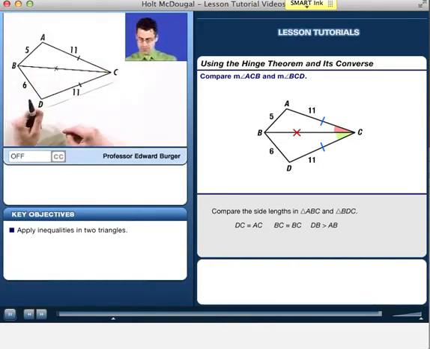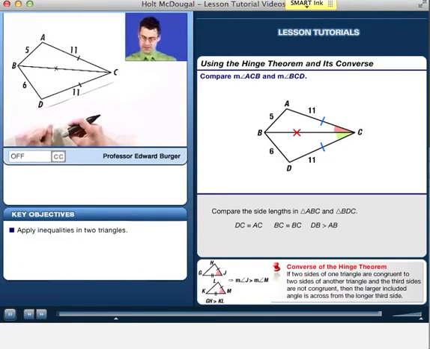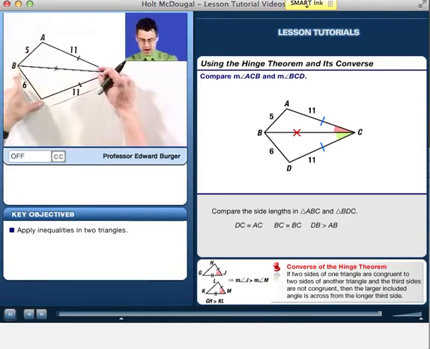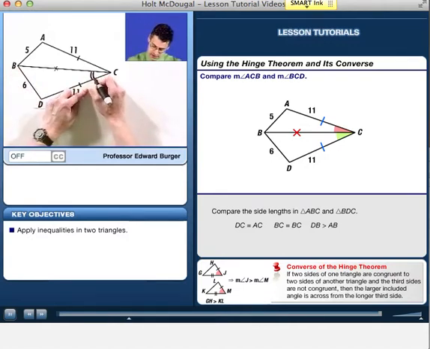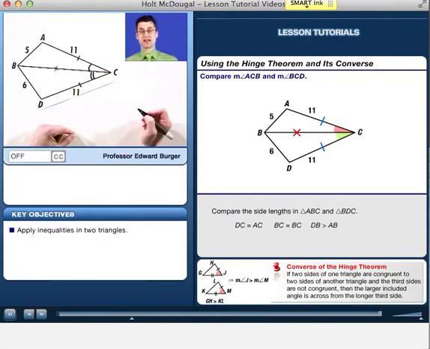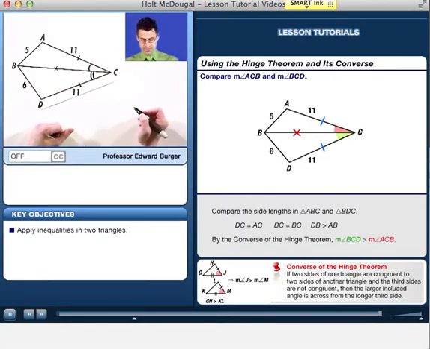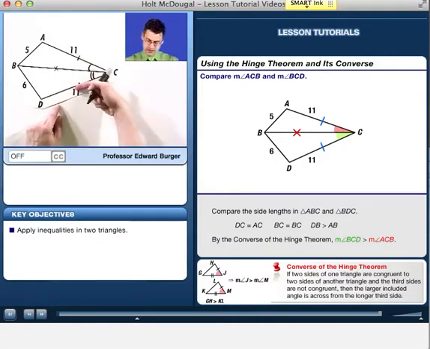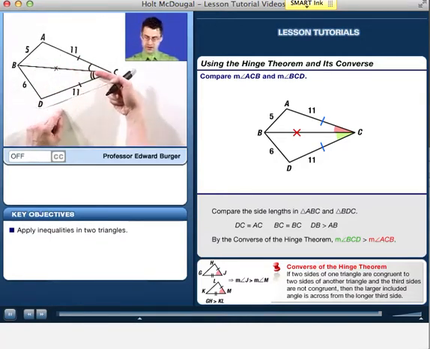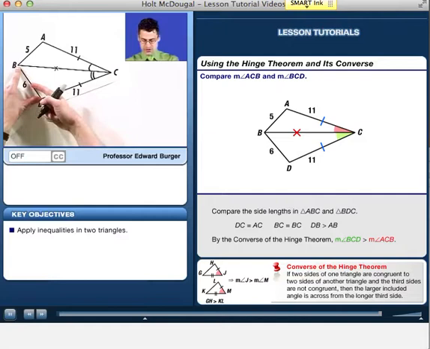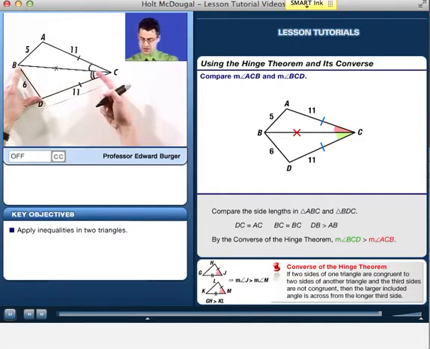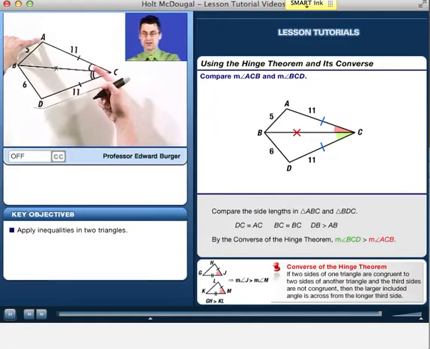And therefore, I know by the converse of the hinge theorem that if the opposite sides to these angles are non-congruent, then the larger side will be opposite the larger angle. And so what that tells me is that this angle has to actually be larger than this angle. And that's by the converse of the hinge theorem. So again, we have side congruent to side, congruent to side in two triangles. And then if the third sides are not congruent, the larger side of one triangle is opposite the angle that's larger than the corresponding angle of the other triangle. So there you have it.